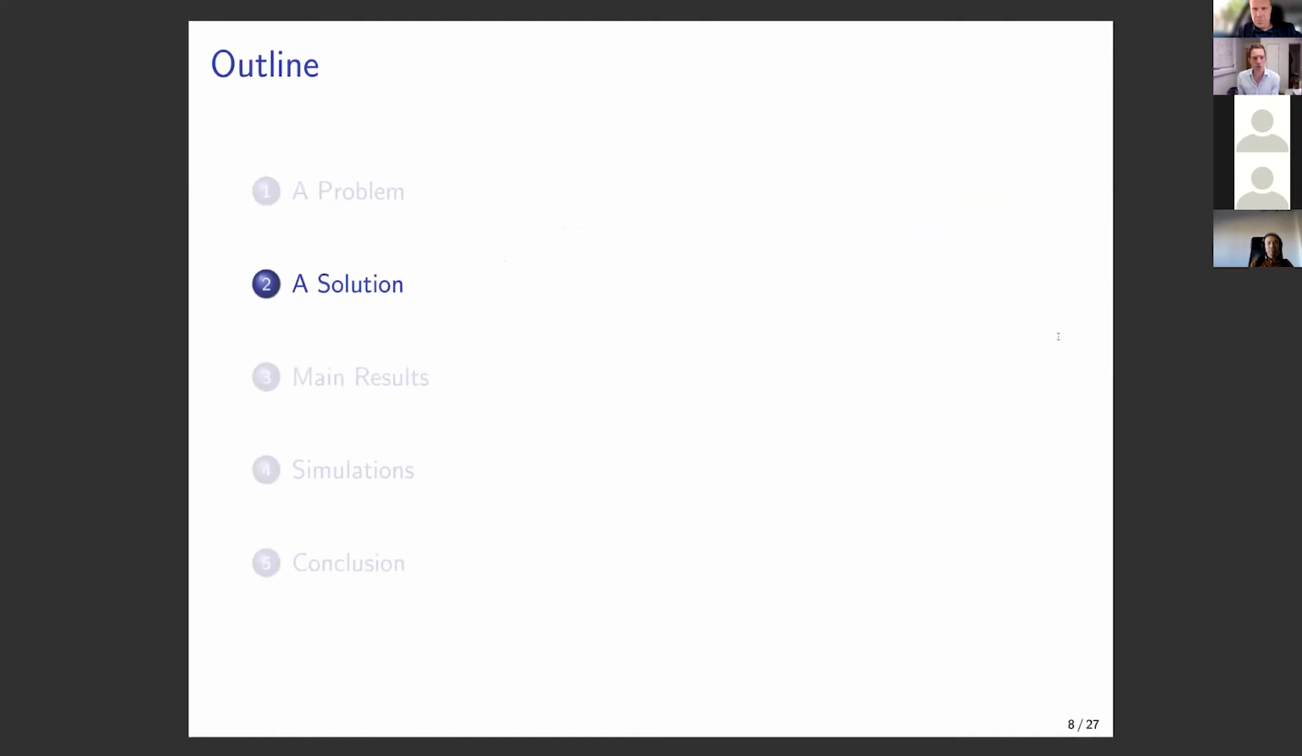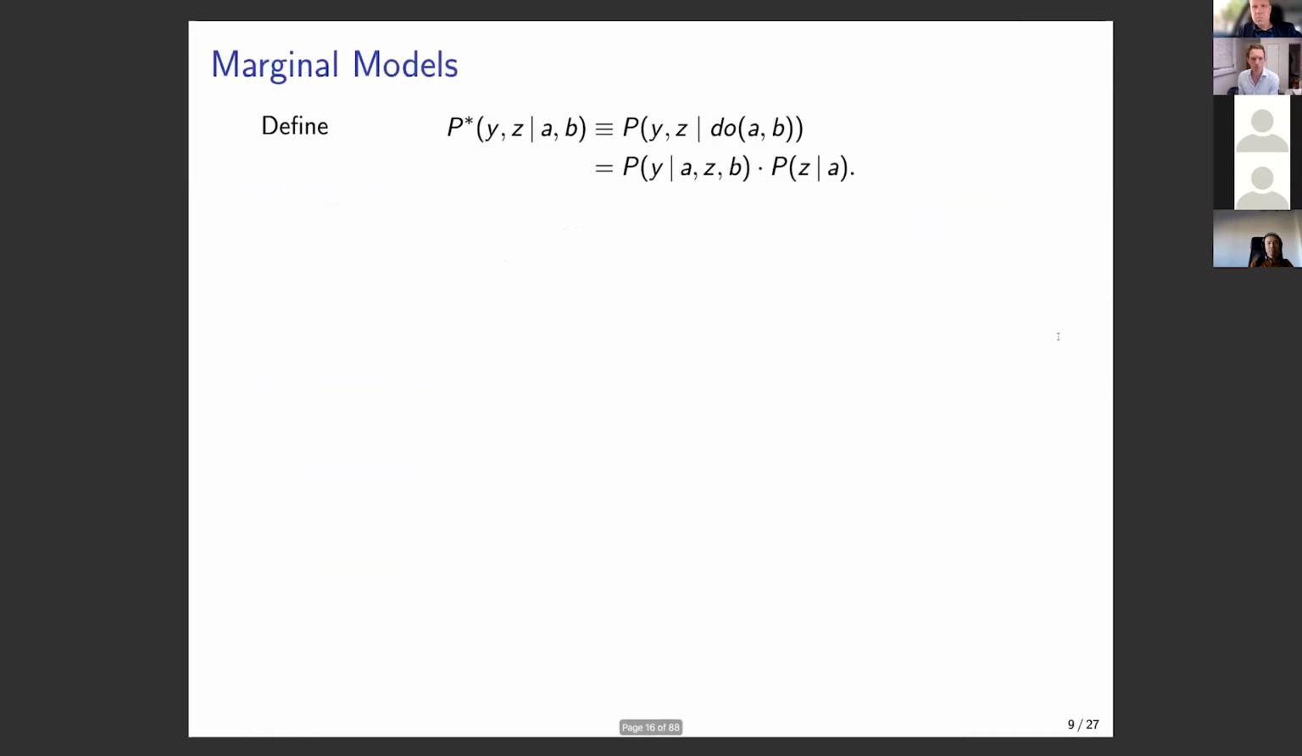Okay, so what's our solution to this problem? The main thing is to think about the causal distribution. So this thing I derived earlier, which was the product of these two conditionals. And remember, this is the distribution of Y and Z after we've intervened on A and B. And it turns out it's much easier if we just try and model this directly.